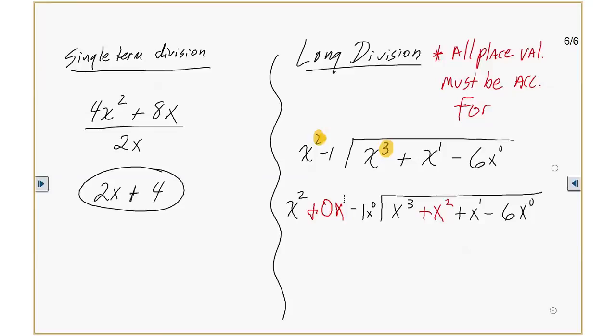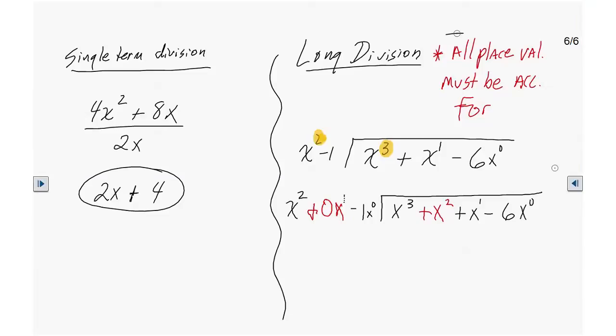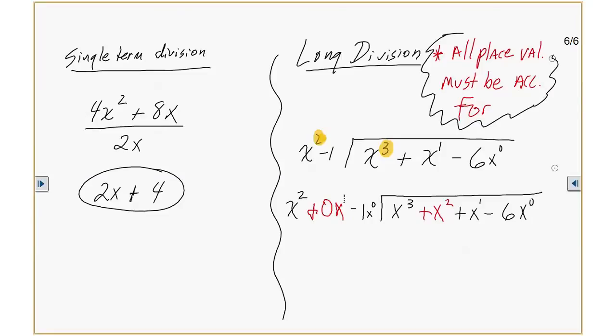You've got to have all place values depending on the leading term of each, this side and this side. You have to have x squared, x to the first, x to the 0. Here you have to have x to the third, x squared, x to the first, x to 0. And now I'm ready to do my long division. That's the one thing that people mess up, is they forget about this. All place values have to be accounted for. All right? So when you start long division, the first thing you do is make sure of that.